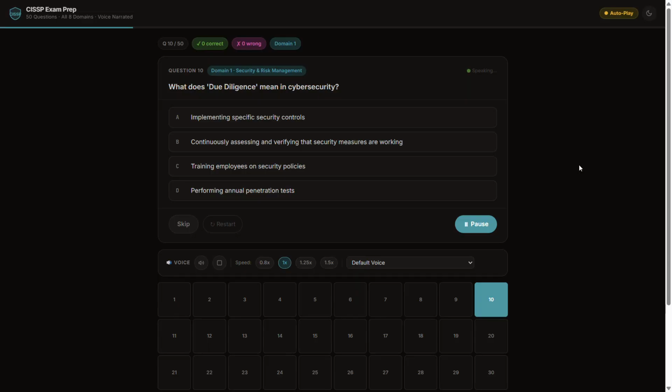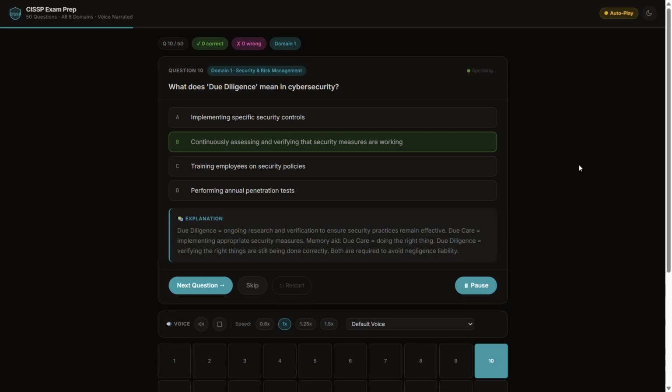Question 10. What does due diligence mean in cybersecurity? Options: A. Implementing specific security controls. B. Continuously assessing and verifying that security measures are working. C. Training employees on security policies. D. Performing annual penetration tests.